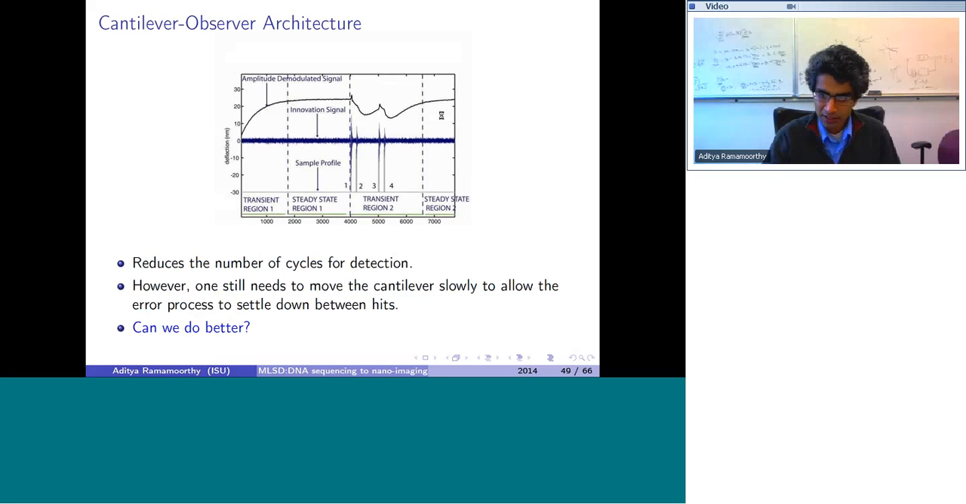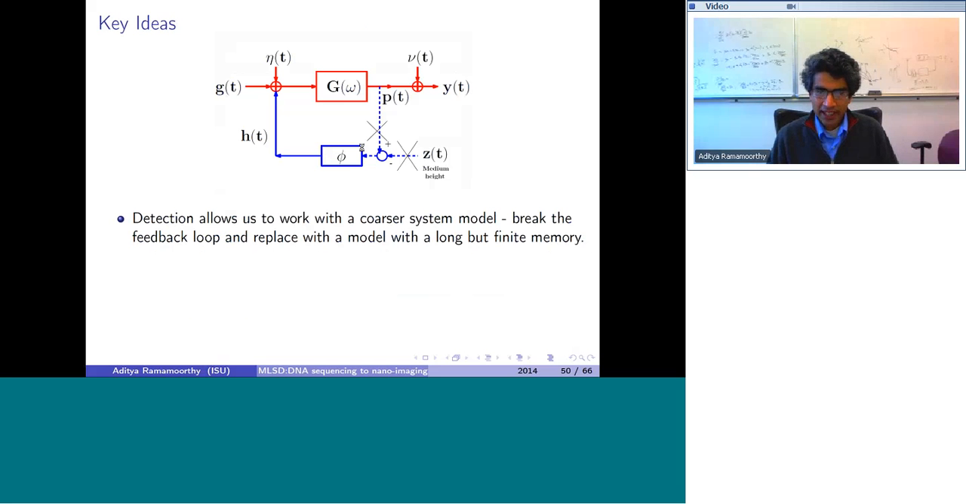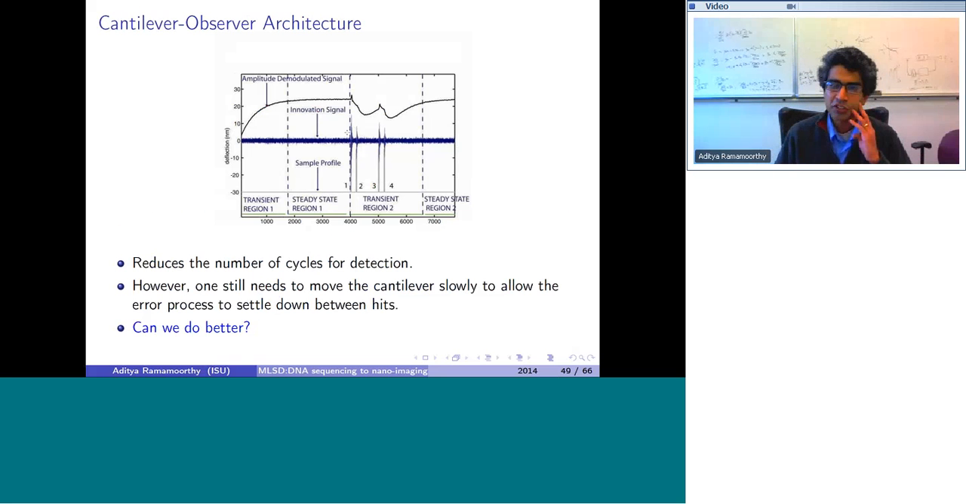However, even with this method, you need to wait until the cantilever settles down in its trajectory. This was actually work done by Muthi Salapaka and co-authors a while ago. And the question is, can we do better than this? Can we improve the speed even more? The whole idea again is one of sequence detection instead of detecting interaction by interaction, because you can clearly resolve this interaction with the naked eye.